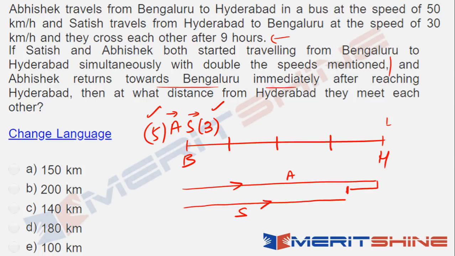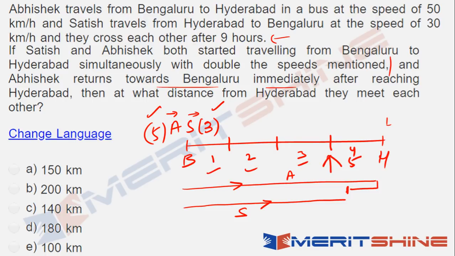So how many parts would Abhishek do? If you look at this, 1, 2, 3, 4, and then he turns back, does the 5th part. So this is the total distance covered by Abhishek in the same time in which Satish would do just 3 parts of the track, 1, 2 and 3. So where would Satish be?